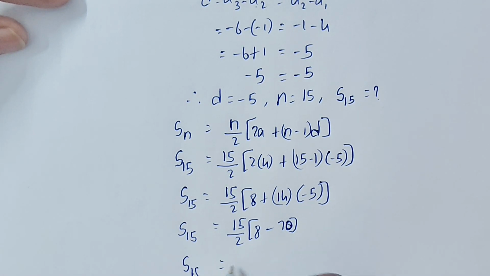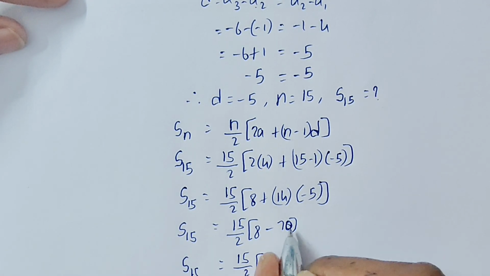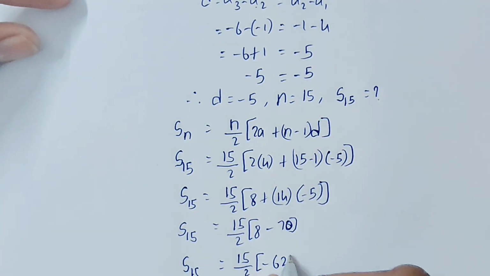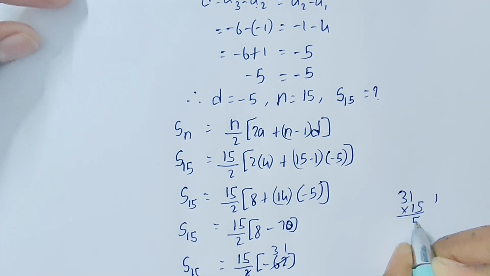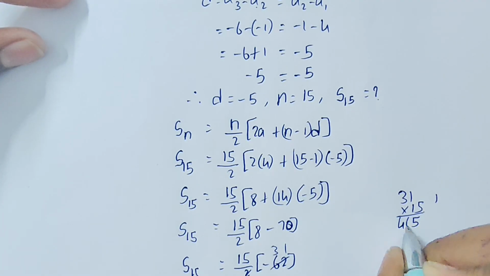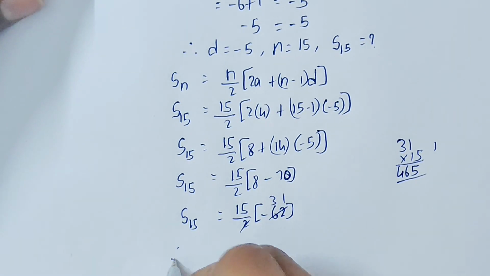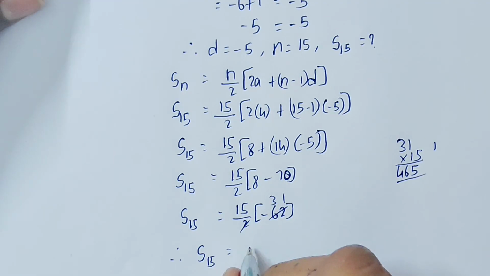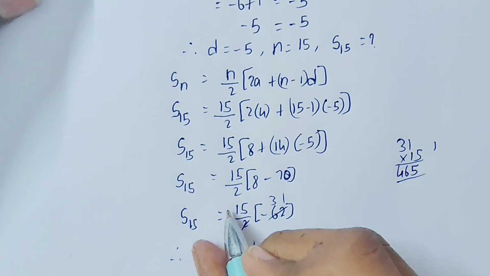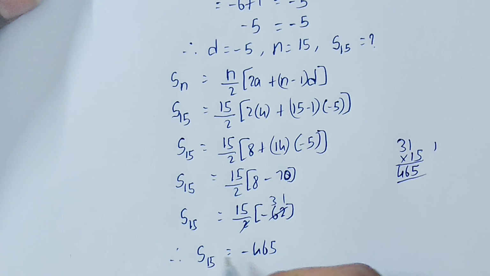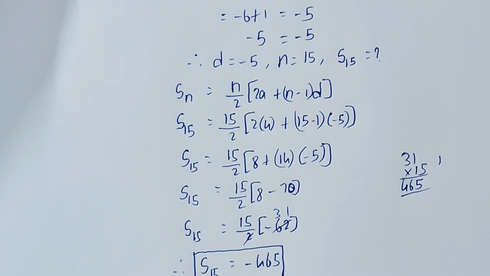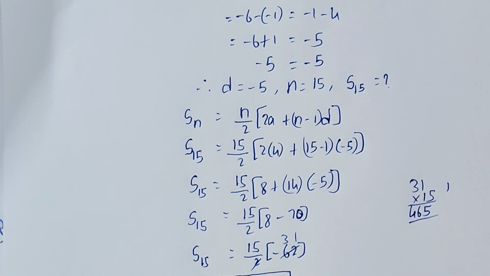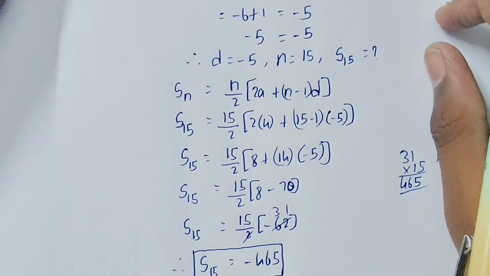Sum of 15 terms is equal to 15 by 2 into minus 70 plus 8. It becomes minus 62. Here 2 threes are 6, 2 ones are 2, so minus 31 into 15. 15 ones are 15, 15 threes are 45 plus 1, 46. 465. So therefore the sum of 15 terms in the second case is minus 465, because minus and plus gives minus 465. Understand? So we have completed the 10th question. Now let's go to the 11th question.